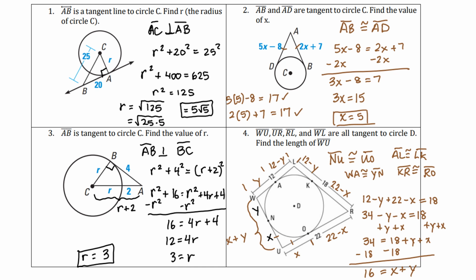Just so you know too, the ones that are written in black are using the perpendicular property for tangent lines, and the ones that are written in brown are using the congruent property.